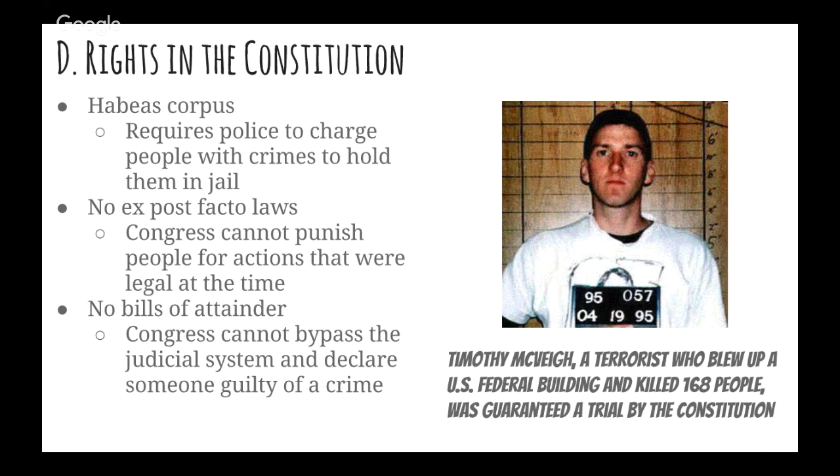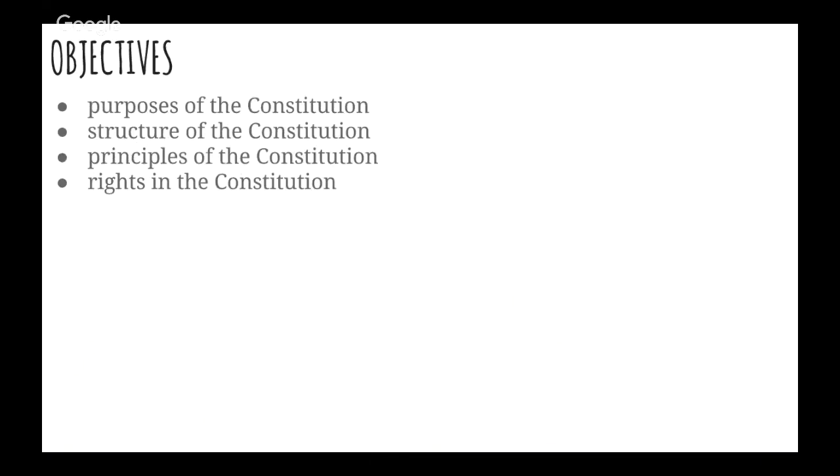Final idea of these rights in the Constitution is no bills of attainder. And so what this means is Congress cannot bypass the judicial system in any way and declare somebody guilty of a crime. You have to hold a trial. You have to go through the judicial process first. So make sure in your notes that you've hit these 4 objectives. Come with questions tomorrow, and looking forward to it.